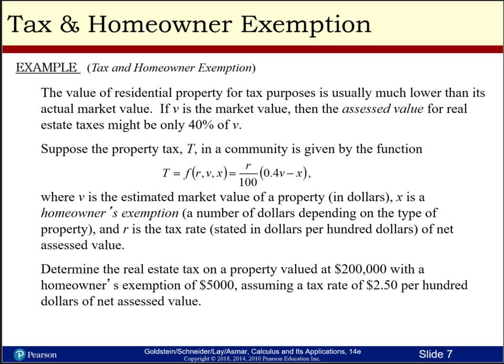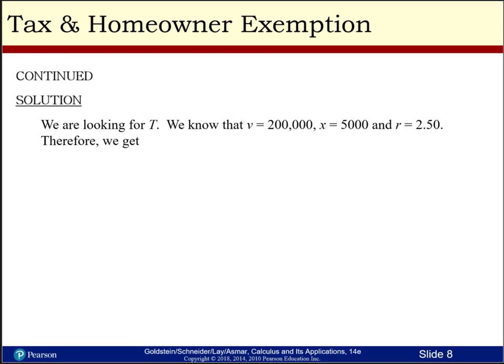And this function is R divided by 100 times the quantity 0.4V minus X, where V is the estimated market value of the property in dollars, and X is a homeowner's exemption, a number of dollars depending on the type of property, and R is the tax rate, stated in dollars per $100 of net assessed value. Now determine the real estate tax on a property valued at $200,000 with a homeowner's exemption of $5,000, assuming a tax rate of $2.50 per $100 of net assessed value.